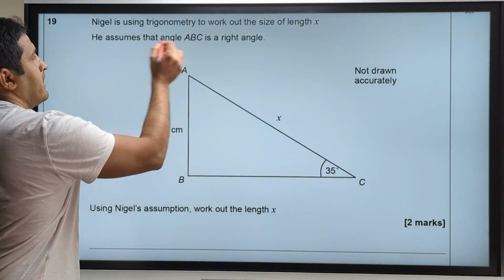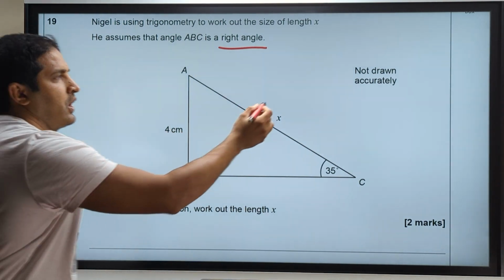But if we assume that it's a right angle triangle, then we can use SOHCAHTOA.